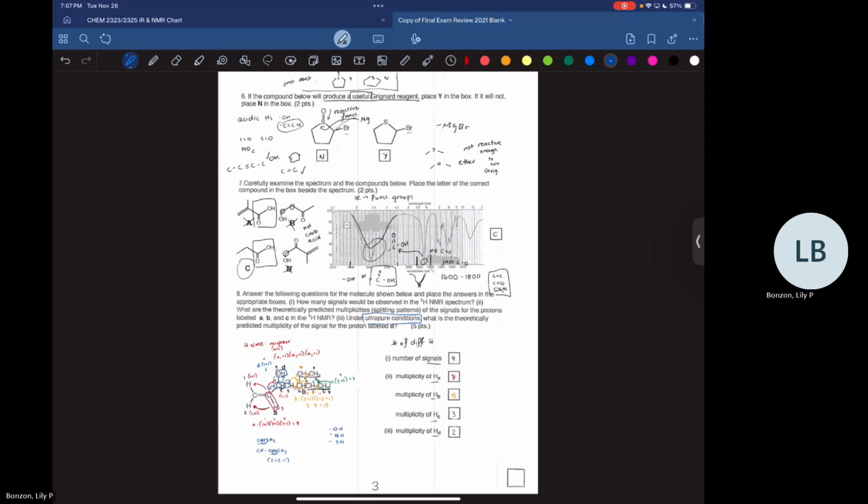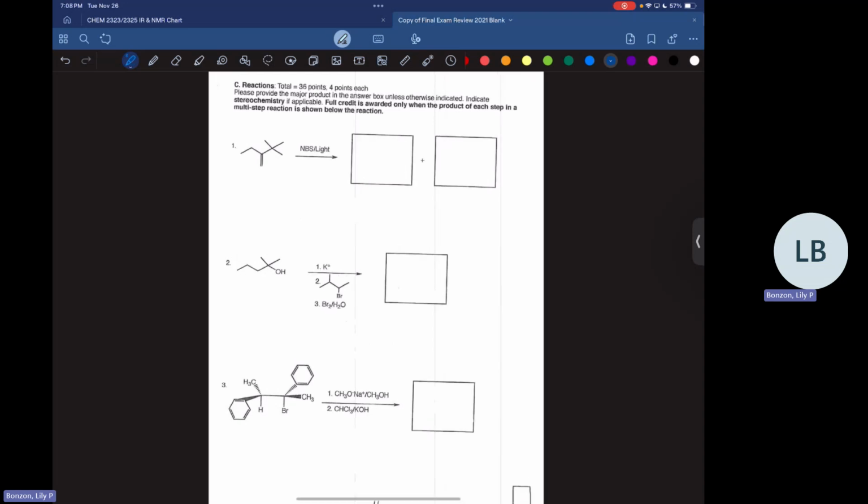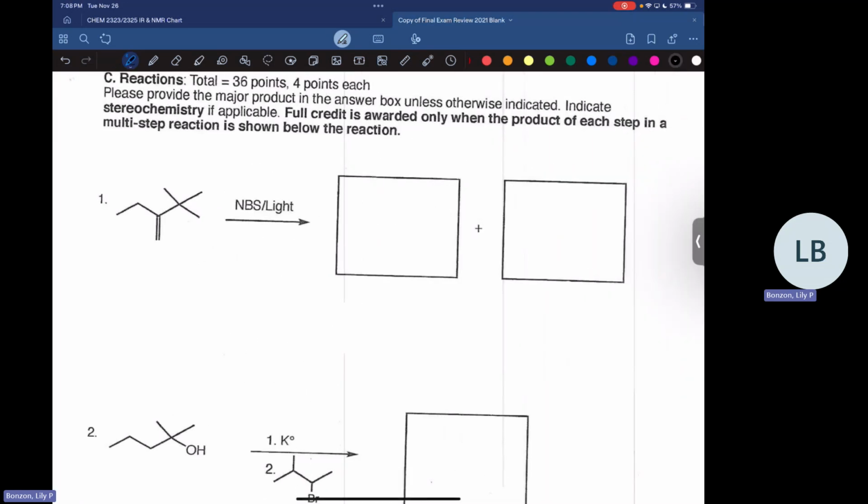I'm gonna go ahead and move on for sake of time. So getting into the reactions, make sure you go back and again review your exam 2 stuff with your elimination and substitution, because that will definitely come back on this exam.